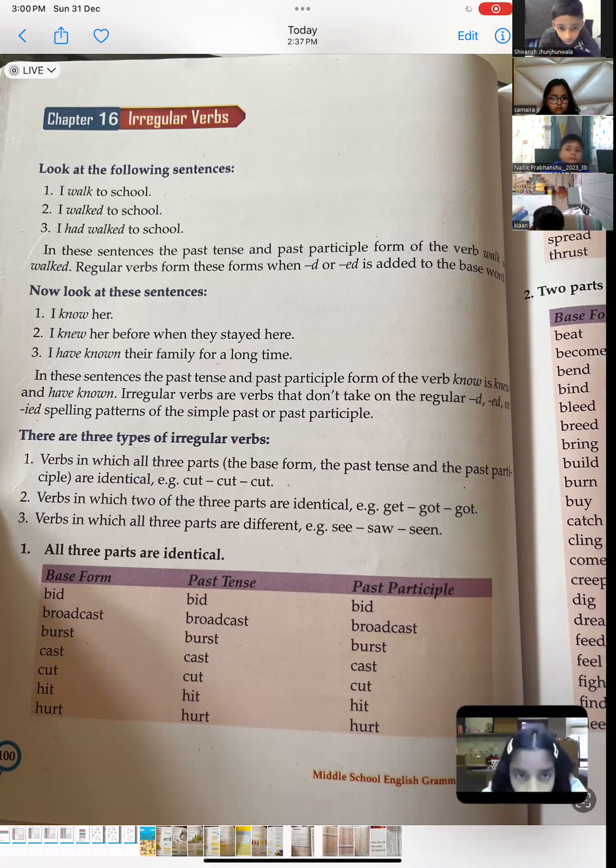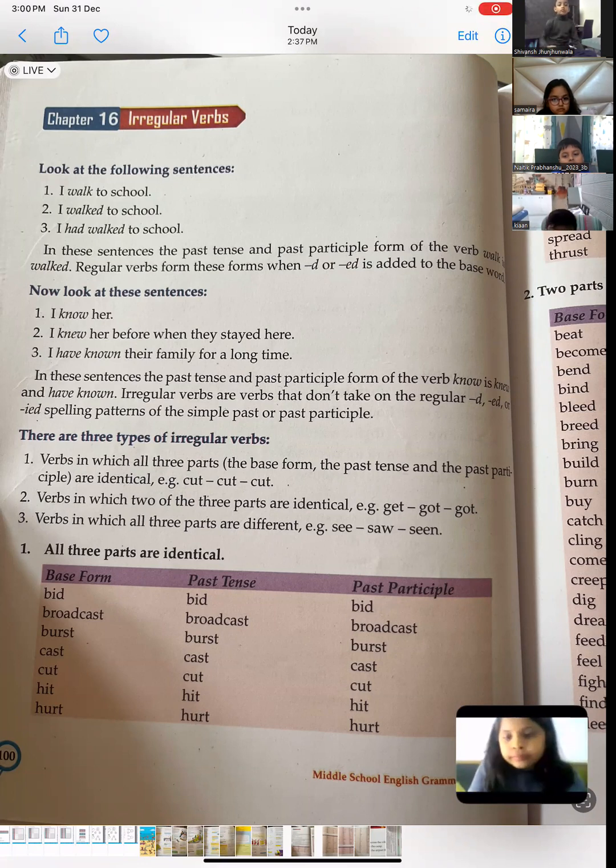The base word is bid. In the past tense we say bid, and in the past participle we also say bid. I cut my hand. Okay? I cutted my hand yesterday. Do you think cutted is a correct word? No. So cut will remain cut only. Yes. So there are a lot of verbs which don't change their forms.